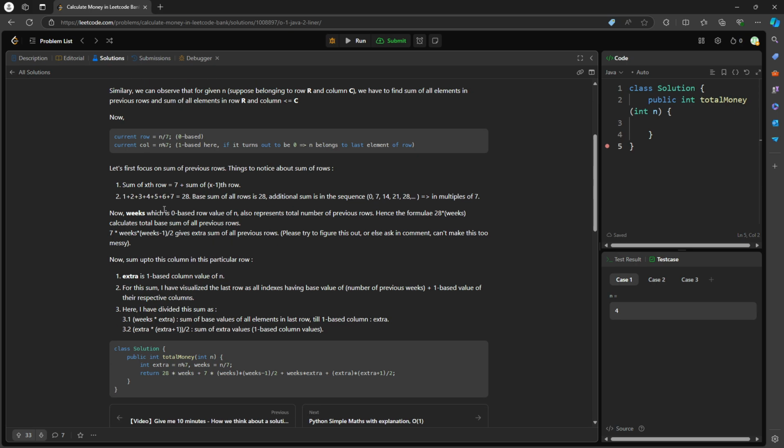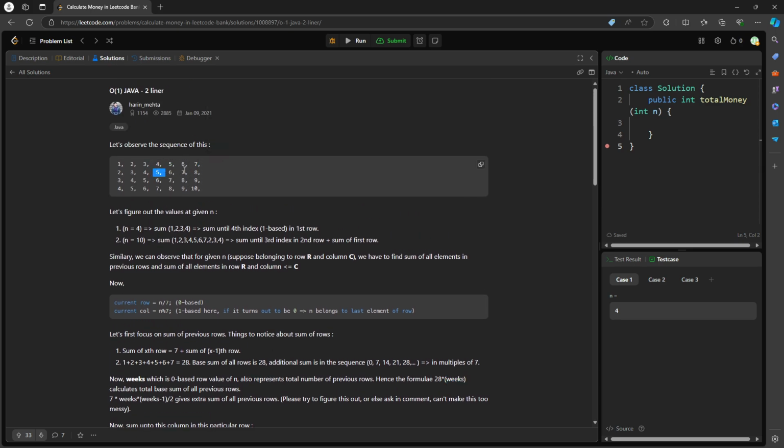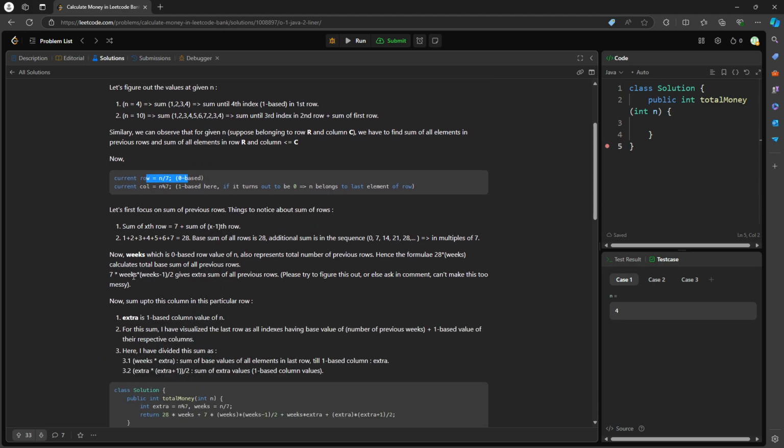All right, so over here, what you need to do is find out how many weeks. So it's 28 times weeks, because 28 is the base value, right? And weeks represents how many rows, right? So it's going to be this guy. And this formula, 7 times weeks minus 1 divided by 2, gives the extra sum of all previous rows.